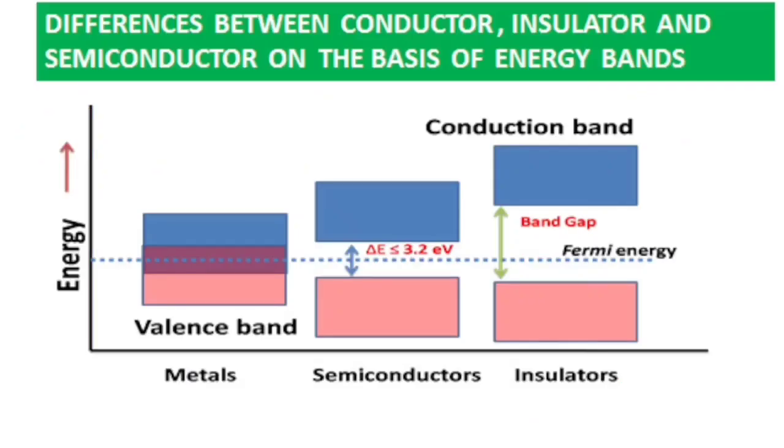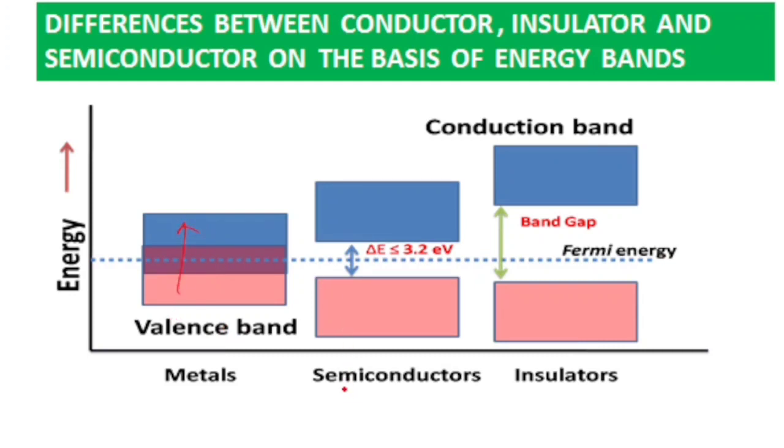After this, on the basis of this energy band diagram, solids are divided into metals, semiconductors and insulators. What are metals? In the case of metals, the valence band and conduction band overlap. So there is no energy gap between valence band and conduction band, and electrons easily move from the valence band to the conduction band.